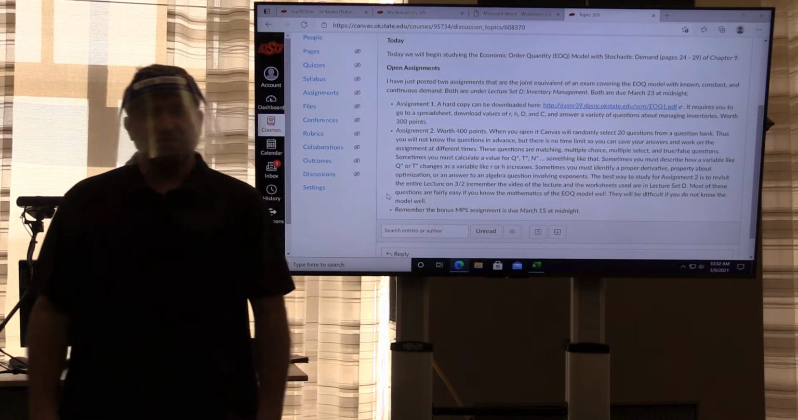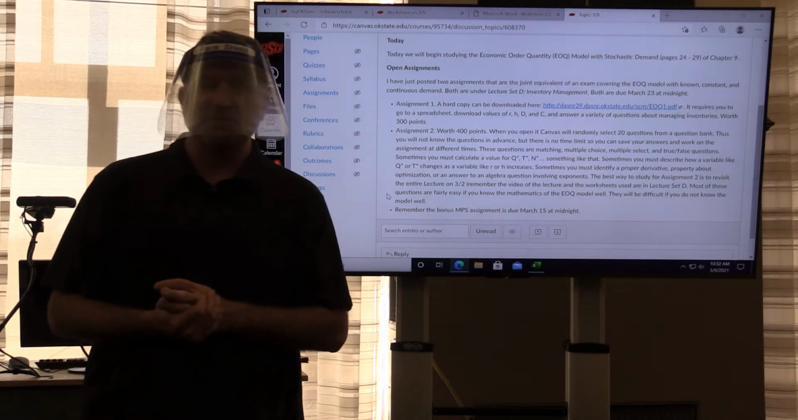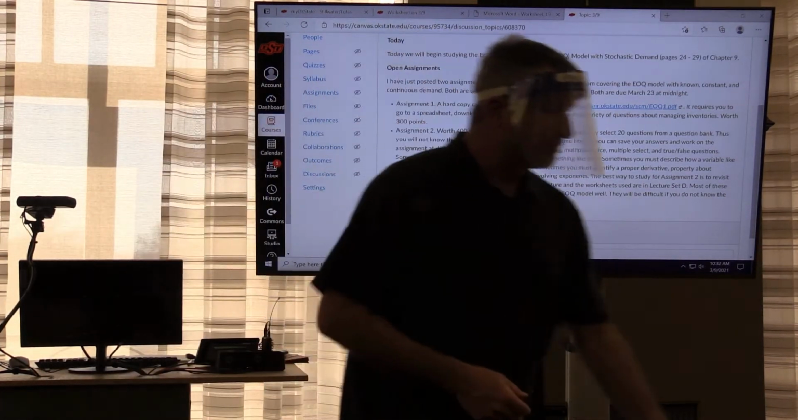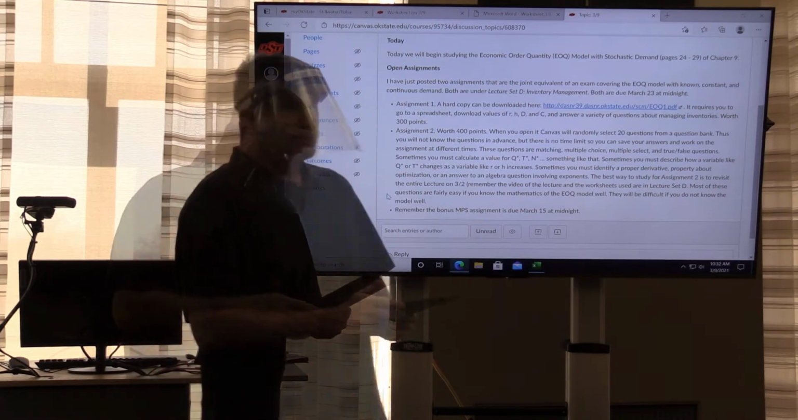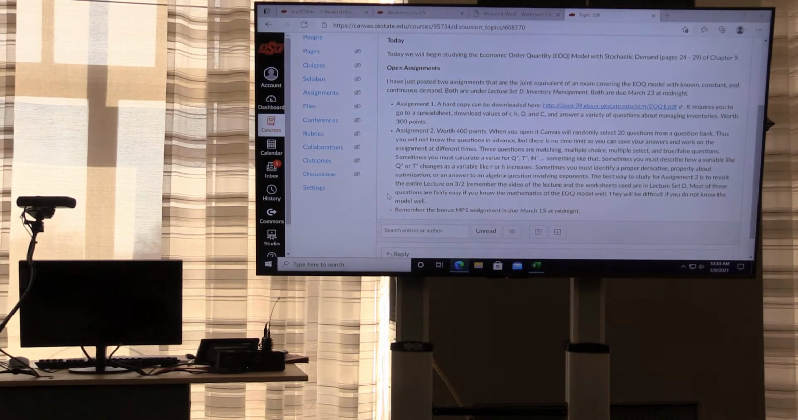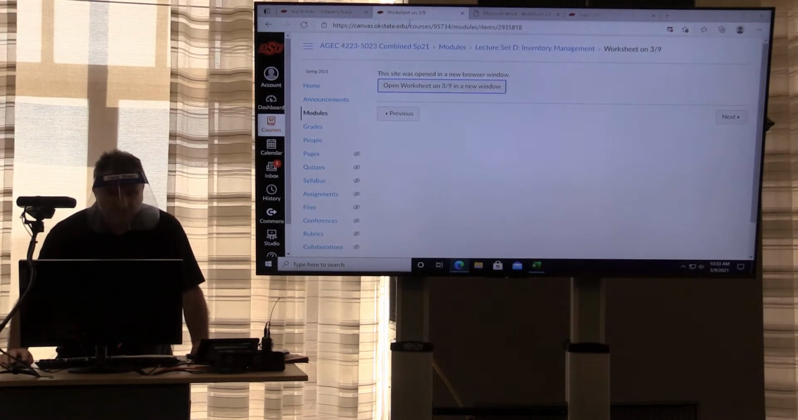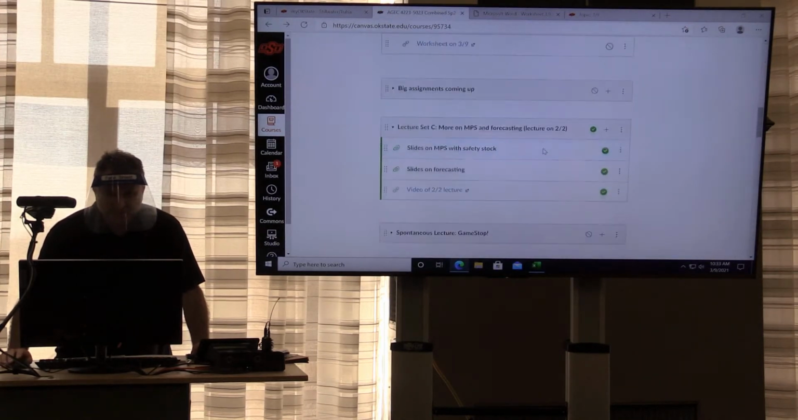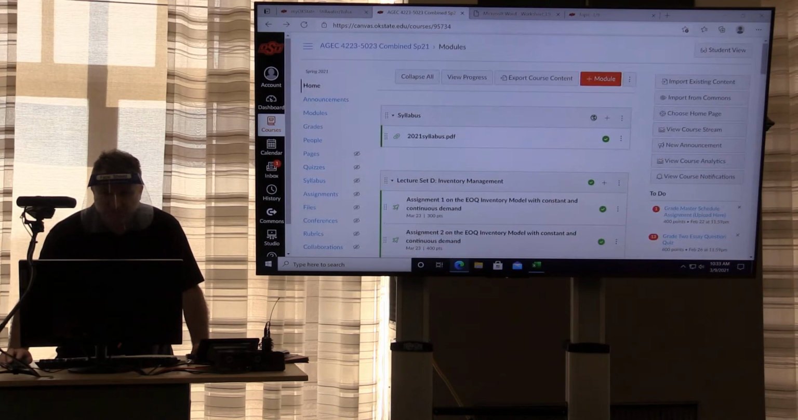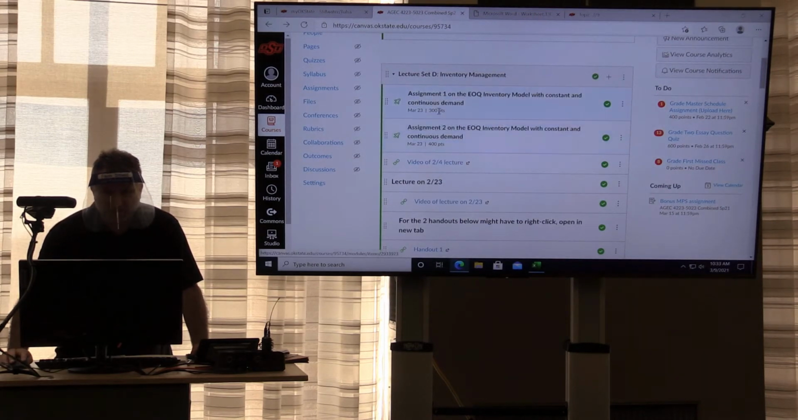All right, so for announcements today, we've, I think, over the last 4 lectures been covering the economic order quantity model, when demand is known, when demand is constant, and when it's continuous. And I have 2 assignments that are up about that. I'll give you a preview of them real quick. Both of them are in the module that says Lecture Set D, Inventory Management. And so you see Assignment 1 and Assignment 2.